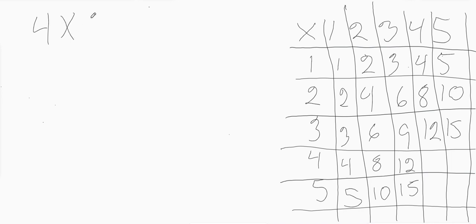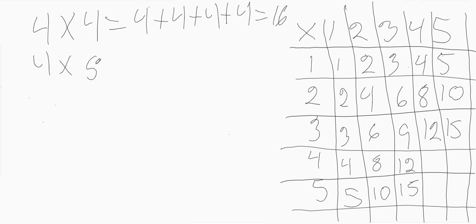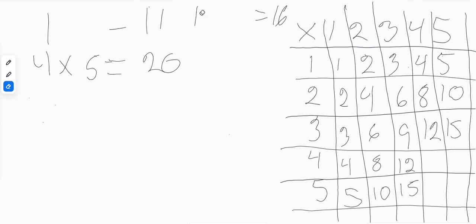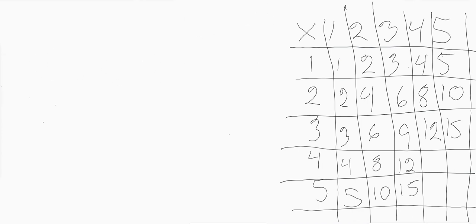So 4 times 4 is 4 plus 4 plus 4 plus 4, which equals 16. And then 4 times 5 is going to be 20, because that is going to be 4 five times, and 4 plus 4 plus 4 plus 4 plus 4 is 20. So we're going to write 16 and 20 into our timetable chart, and then we're going to do the fun one. The fun one are 5s.